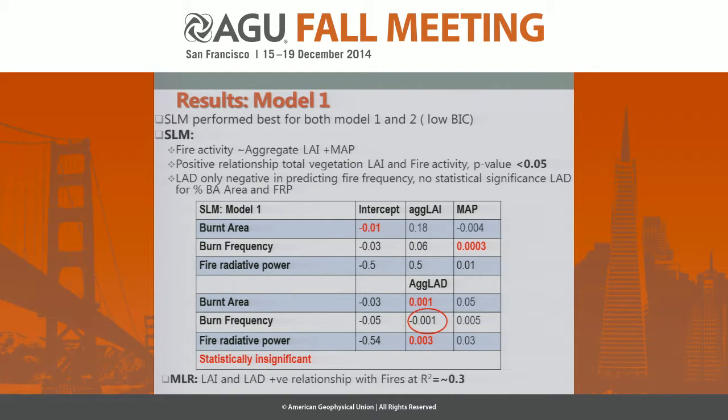We also found that according to the SLM model, there was a positive relationship between total vegetation leaf area index and fire activity at statistically significant values. Leaf area duration was only negative in predicting fire frequency, but we did not see any statistical significance for leaf area duration for percentage burnt area and fire radiative power. And in our multiple linear regression analysis, we found positive relationships with fires at R squared 0.3. So we can use our model to explain 30% of our fire activities within Africa.